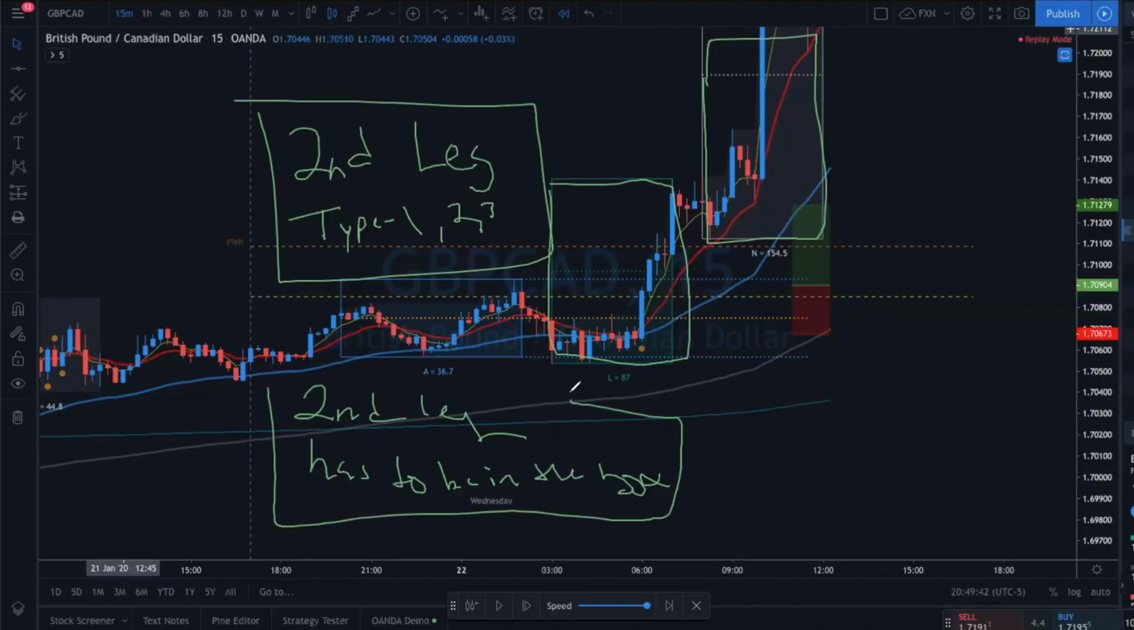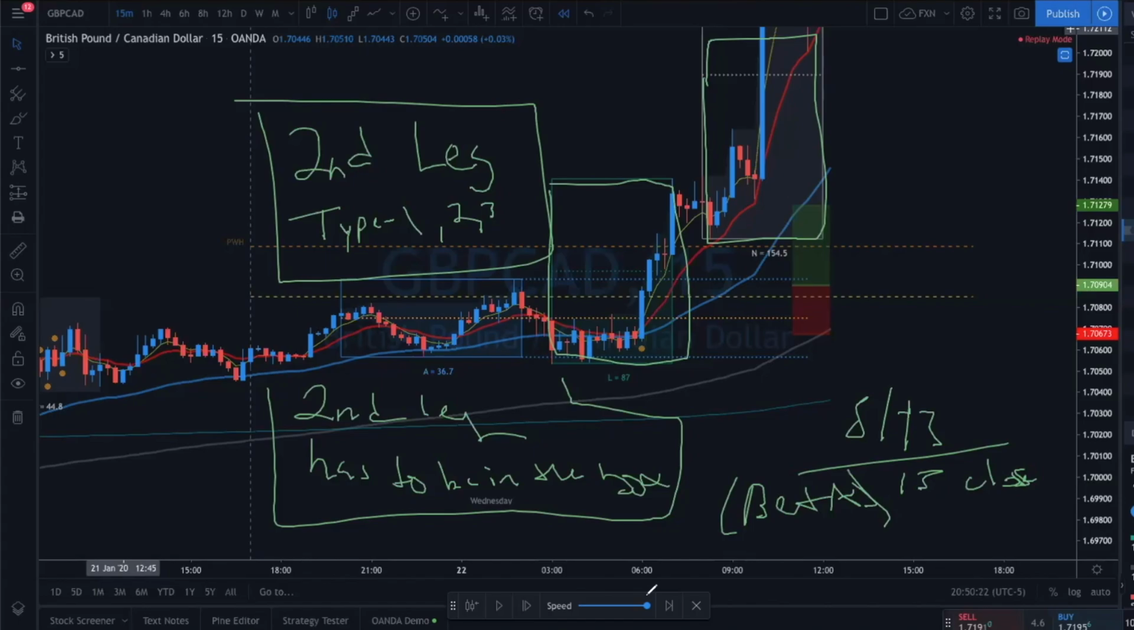As long as you've got a second leg of an M or W, type 1, 2, or 3, and the second leg is inside of either the London box or the New York box, then the next thing is your confirmation, which is essentially the 5 and 13 crossover. If you want to start using just a 13 close, you can. Just keep in mind this is still a beta version.